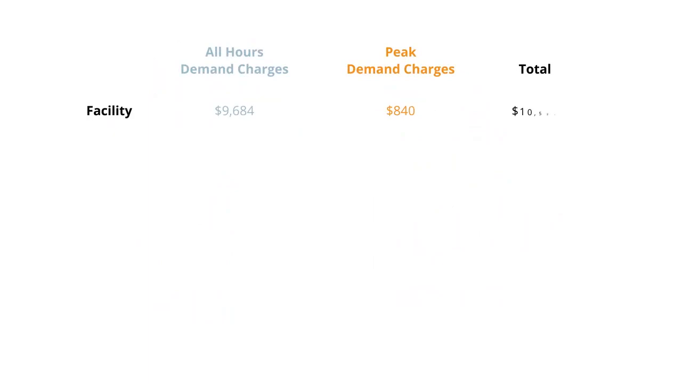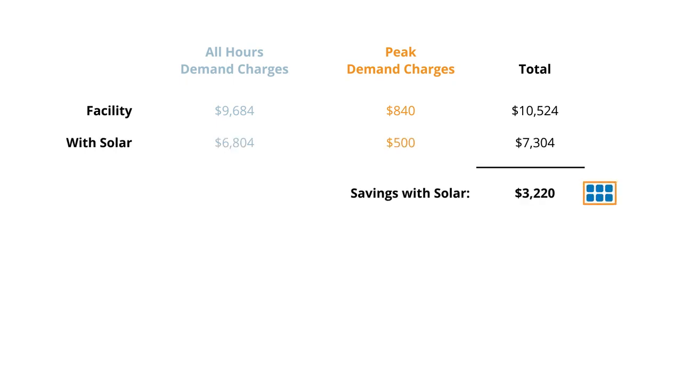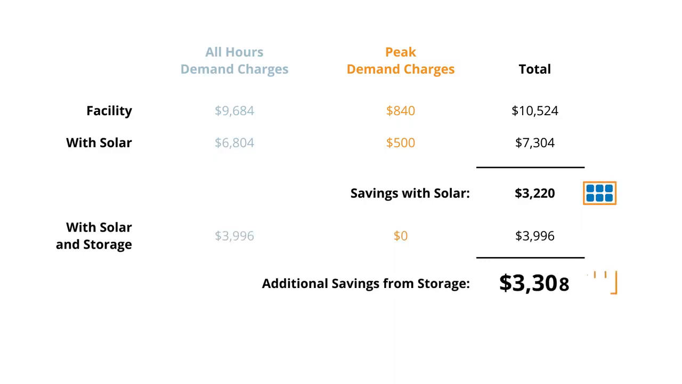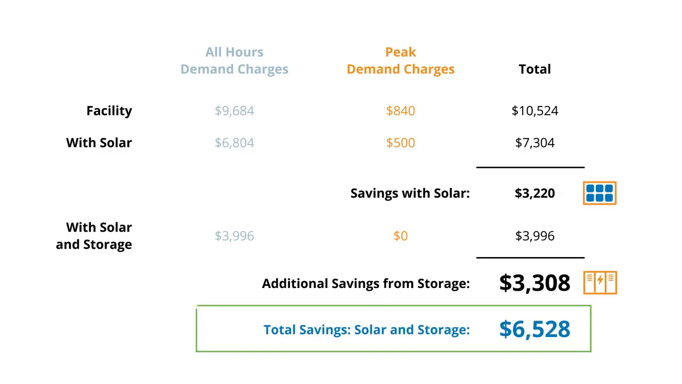Let's summarize what we just saw. The original demand charges for this facility in July were over $10,000. After solar was installed, the customer saved $3,220. The SunVault DX storage was able to save an additional $3,308, for a total savings of over $6,500, reducing the original demand charges by about 62%.